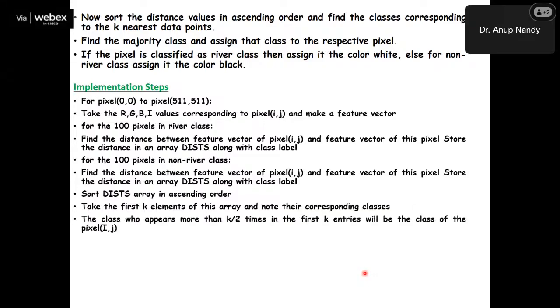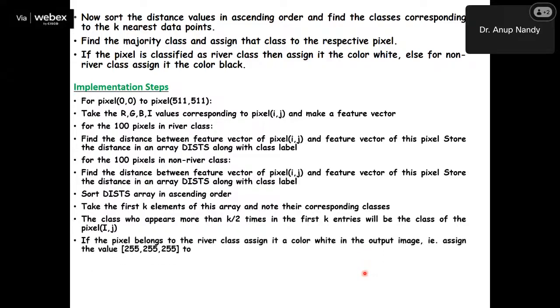The class that appears more than k by 2 times in the first k entries will be the class of this pixel. Here you are choosing the majority class, the one that appears the maximum number of times. Then for the class of this pixel, you take the first k entries, the least distances. Out of the least distances, see which class representative is the maximum, and choose that.